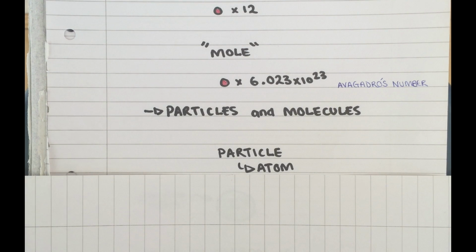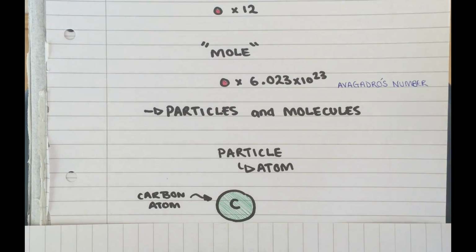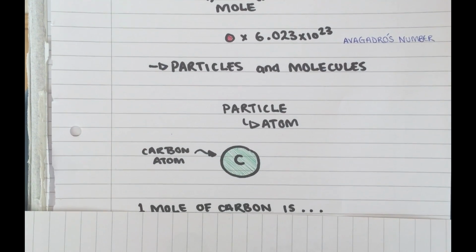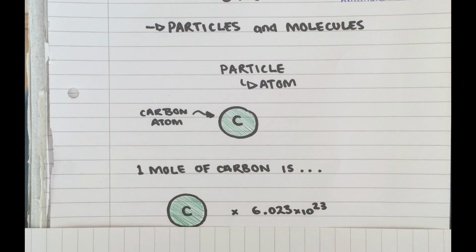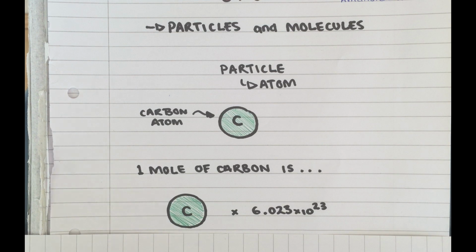First of all, we can have atoms as particles. So we've got here a carbon atom, and if I was to say I had 1 mole of carbon, that is the same as me saying that I have one of my carbon atoms times by Avogadro's number, which is 6.023 by 10 to the 23.